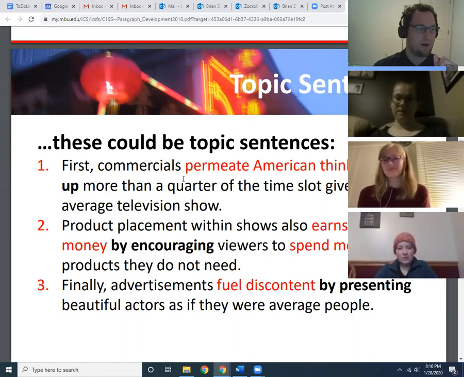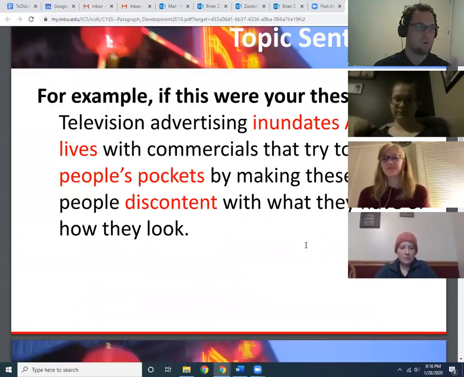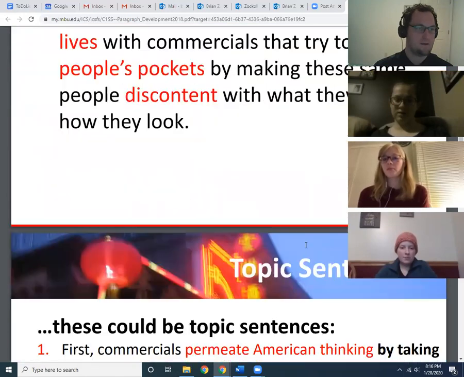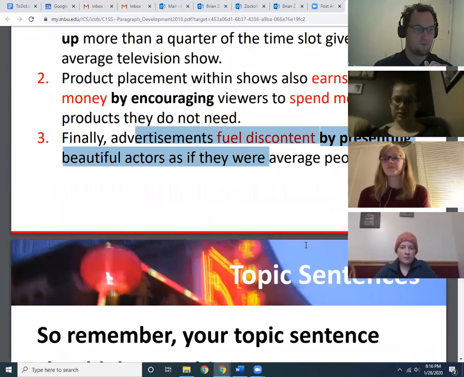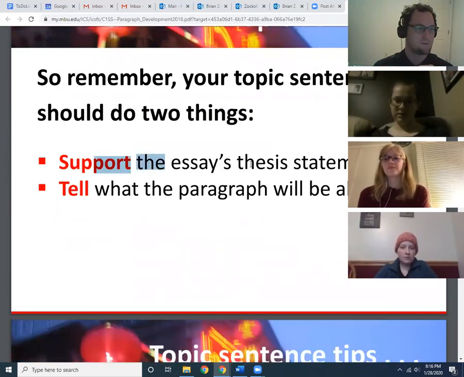These are all possible topic sentences, which would be the first, second, third paragraphs supporting this thesis. So if you want to look at these more later on, feel free to go back to the PowerPoint and see them, but we'll keep moving here. Your topic sentence should support the essay's thesis and tell what the paragraph will be about.